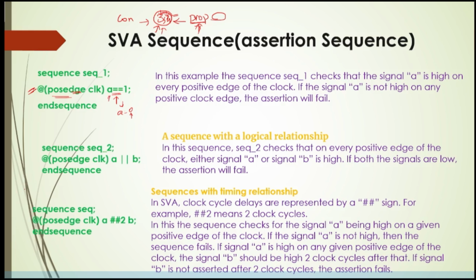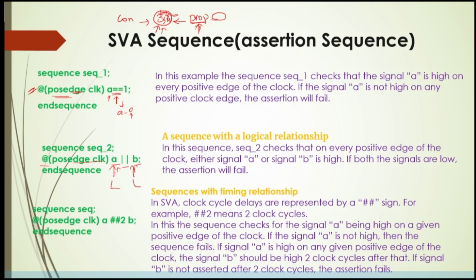Now if you have two inputs, and you have a condition that both inputs should not be low, at least one input should be high, so that particular logic will be happening. How are we going to write that? See, at posedge clock, a or b. This means either a or b should be high for every passage of clock. If both of these are low, then the assertion fails.